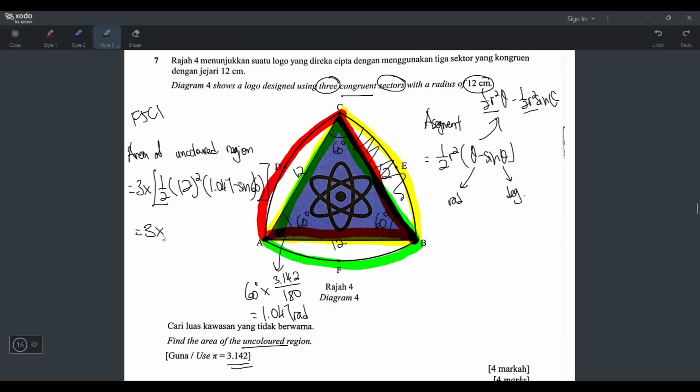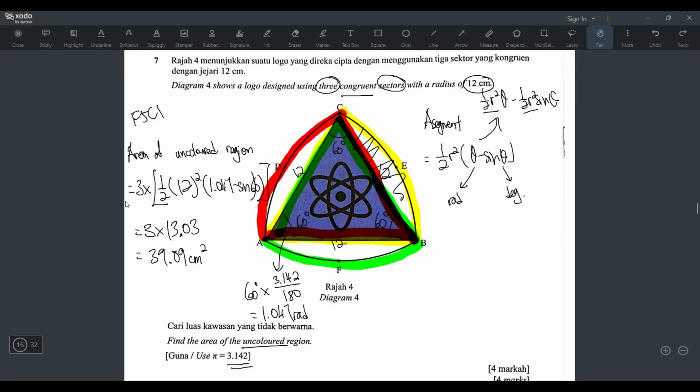13.03, so I'll write in four significant figures. So 13.03. And then I will use the answer button times 3. I get 39.09. And since this is area, I have to make sure I write the cm square. Okay, and I think that's all.